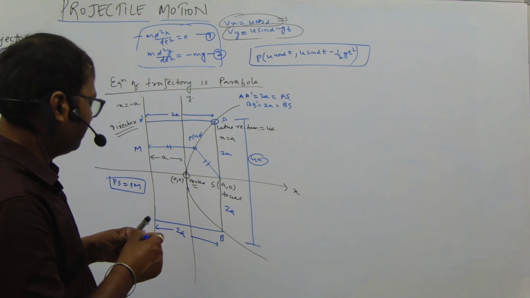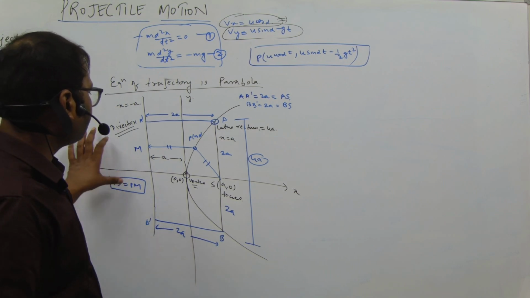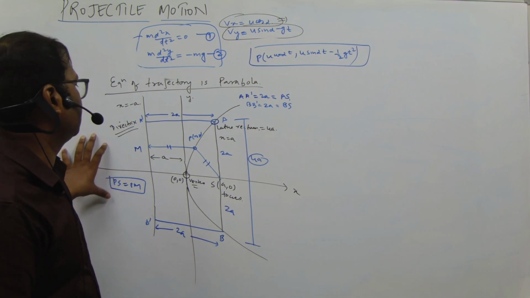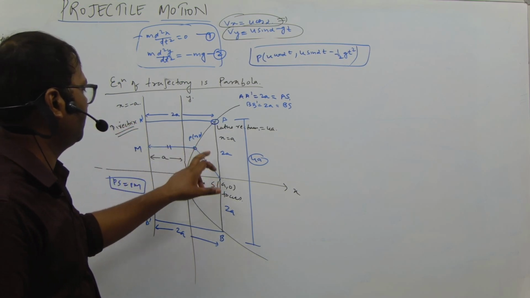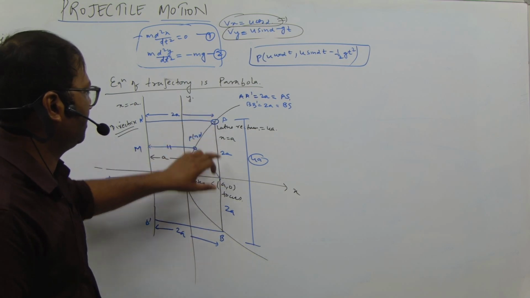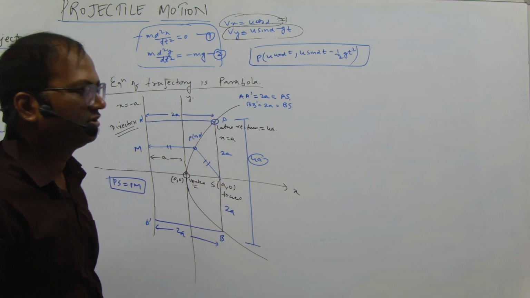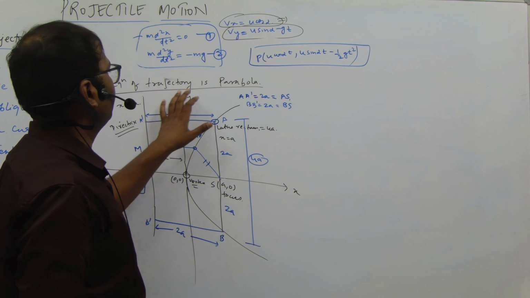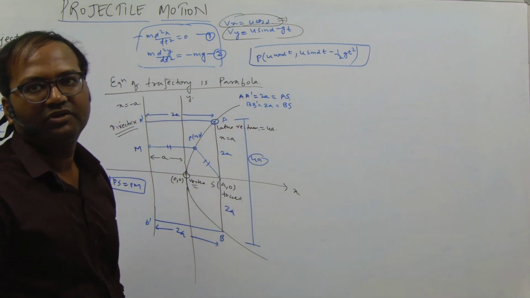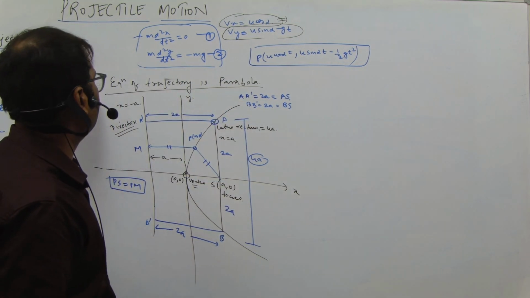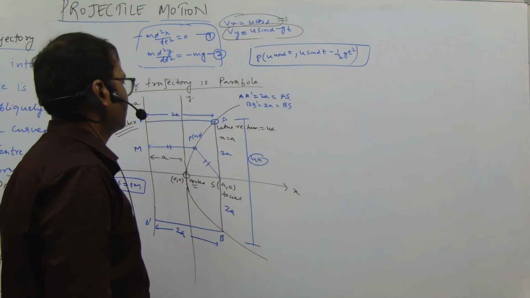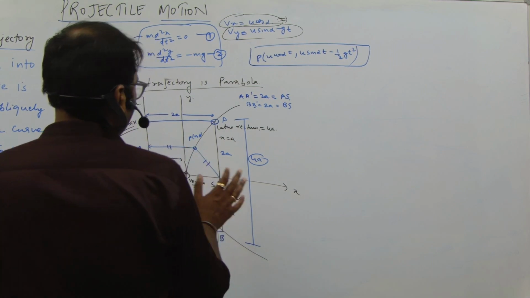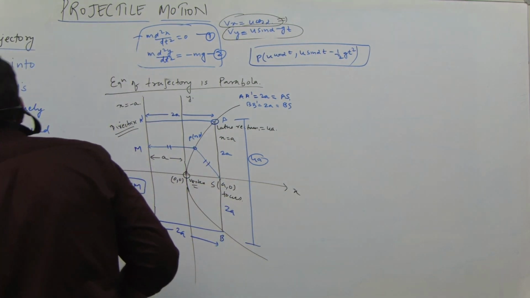So this is the basics of the parabola. The basic concept is that the distance of a point from the directrix is equal to its distance from the focus, and this is our latus rectum. The equation of trajectory is a parabola. I will show you how this parabola comes about. Let us prove this. This is all about the basics of the parabola.